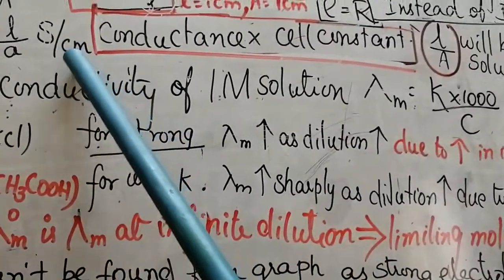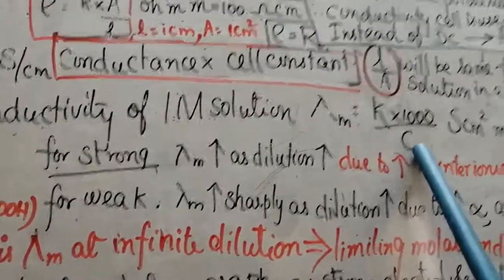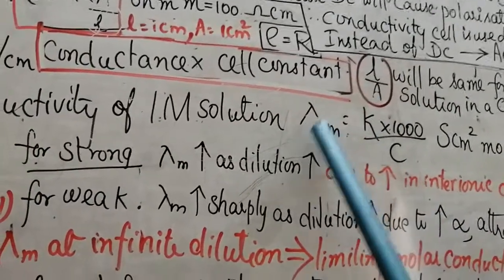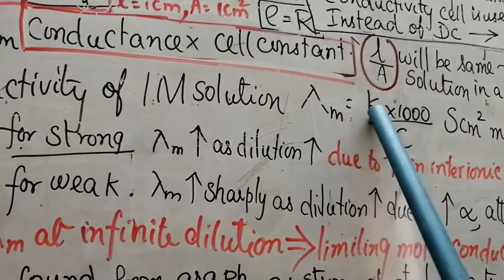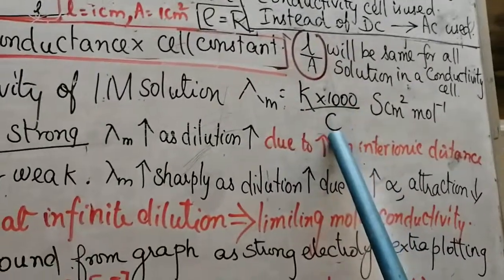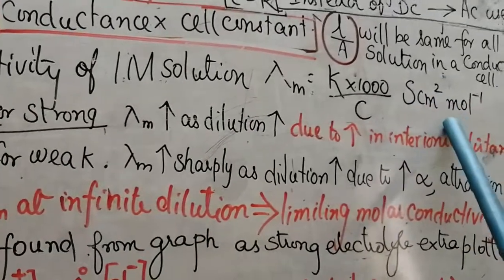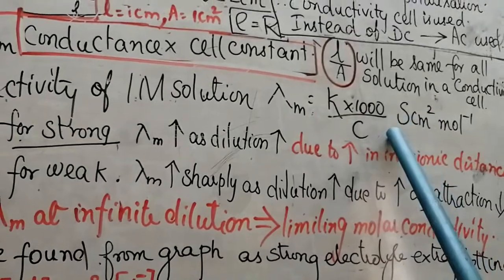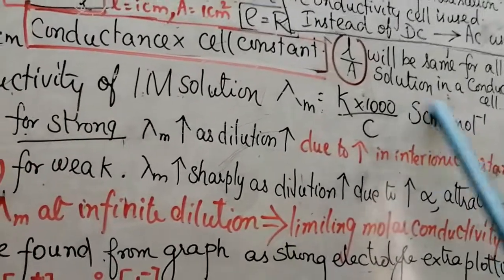Since conductivity is in Siemens per centimeter, and the concentration term is mole per liter, and a liter means 1000 centimeter cube, what is the formula? Lambda m becomes kappa, that is conductivity, into 1000 by C. So its unit will become Siemens centimeter squared mole power minus 1. Don't forget the unit. Units are also very important.